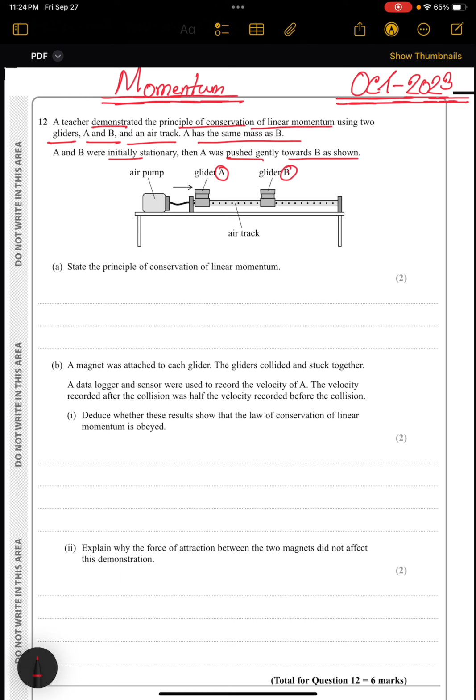We all know the conservation of momentum states that total momentum before a collision needs to be equal to the total momentum after the collision, provided that there are no external forces acting on the system. So let's write it down. It's an O level type question. This type of question usually comes in O level. Total momentum before the collision.